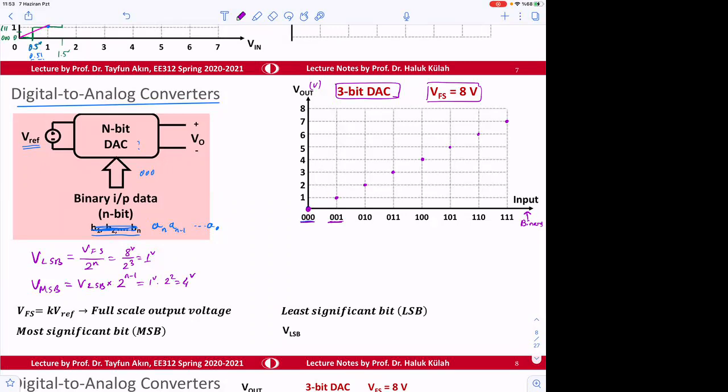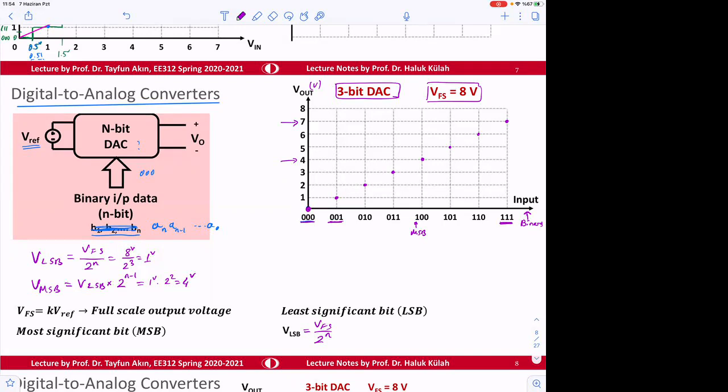Okay, so this is how we understand it, and then they determine the value. As you see here, for example, for this one, the most significant bit is 1 and the others are 0, the corresponding voltage is going to be 4. Okay, so what is the maximum voltage here? When all bits are 1, the maximum voltage is going to be 7 volts.